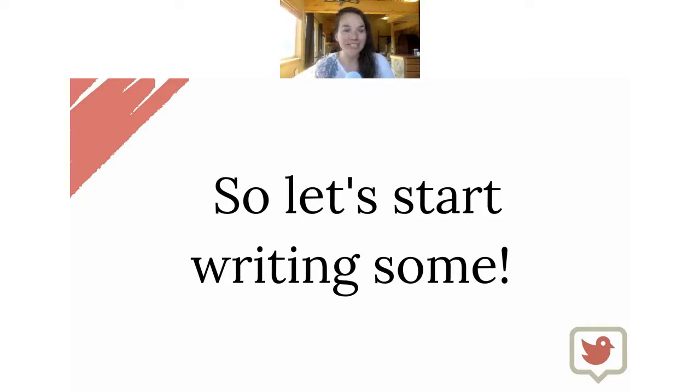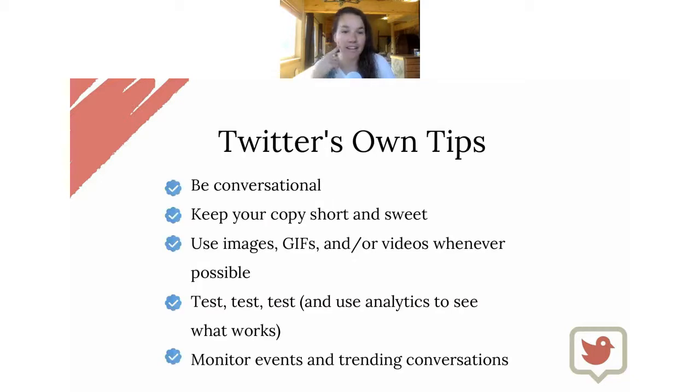All right, so let's start writing some tips. Twitter's own advice on writing actual tweets. These are pulled directly from Twitter's website right here. You always want to be conversational. We've already spoken a little bit about that. Keep your copy short and sweet. People are scrolling oh so fast on Twitter, don't you know it? Use images, GIFs, or video whenever possible. Why? Because that is what stops people scrolling to actually read that really well-crafted status update that you put out there. And they always recommend testing.